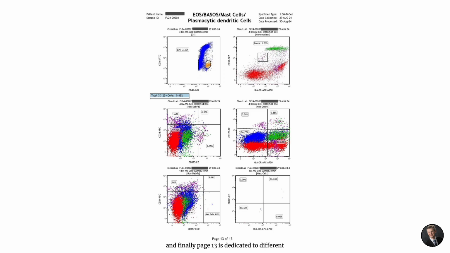And finally, page 13 is dedicated to different smaller populations of cells such as eosinophils, basophils, mast cells, and plasmacytoid dendritic cells.